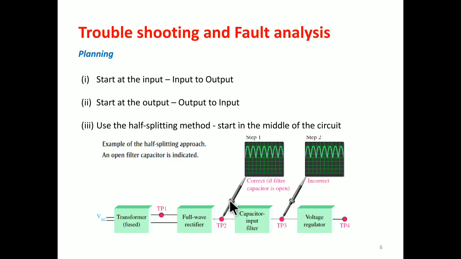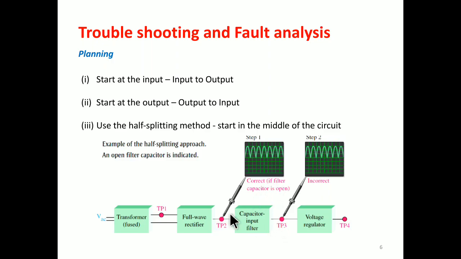So the third one is the half-splitting method. What does the half-splitting method mean? Use the half-splitting method and start in the middle of the circuit. So again, take the same circuit diagram. Here I have taken the middle of the block diagram. So start with the middle, that is, the output of the full wave rectifier and the output of the filter circuit.